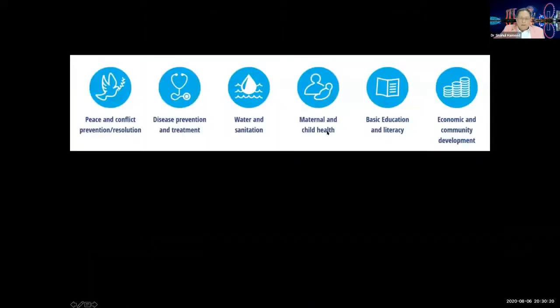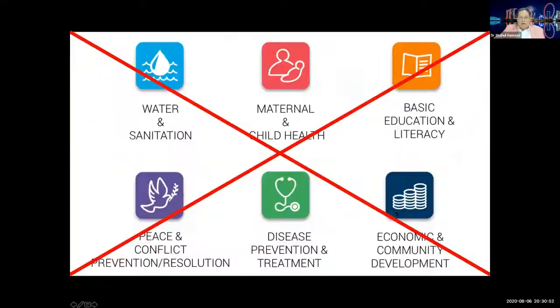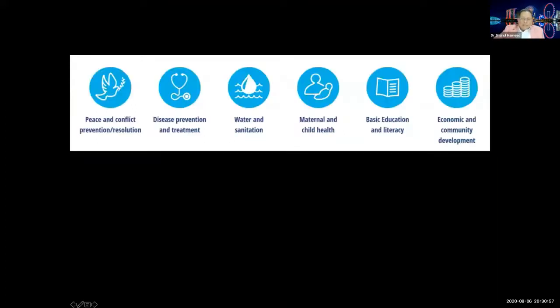Now, for the information of Rotarians, I've just gone through the 6 areas of focus: peace and conflict resolution, personal conflict, conflict within yourself, disease prevention, water and sanitation, maternal and child health, basic education, as well as economic and community development. So your grant that you hope to do has to fall within these areas of focus. Of course, there's a 7th one, but it's not going to come until 1st July 2021, and we shall not talk about it now.